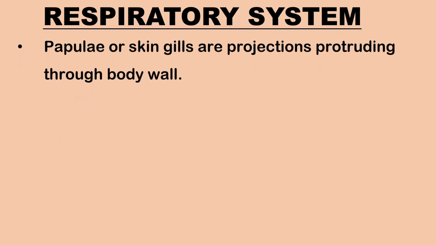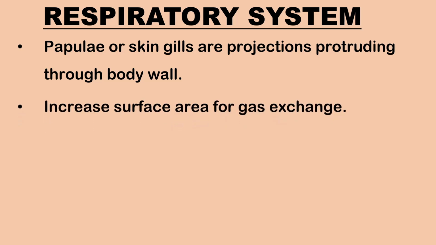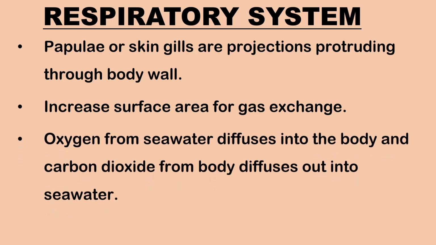Papillae or dermal branchiae or skin gills are projections protruding through the body wall. They increase the surface area for gas exchange and therefore aid in respiration. Oxygen from seawater diffuses into the body and carbon dioxide from the body diffuses out into water.